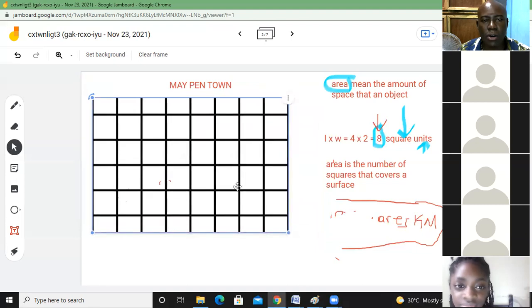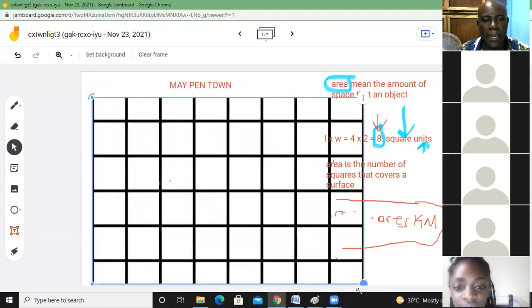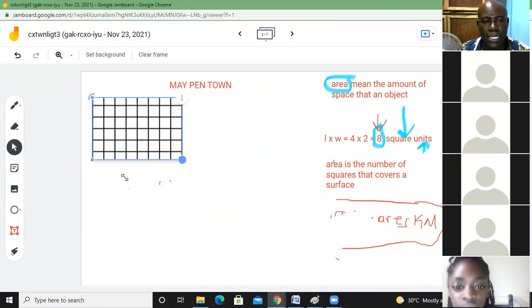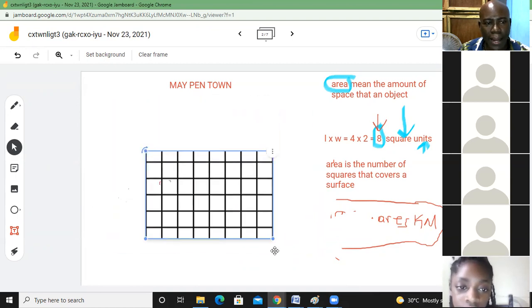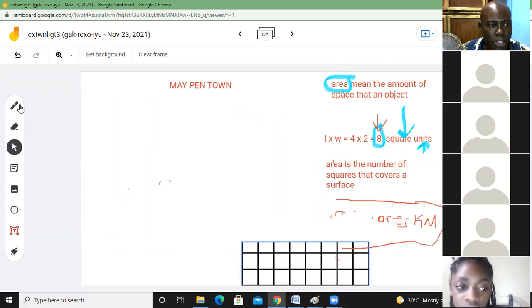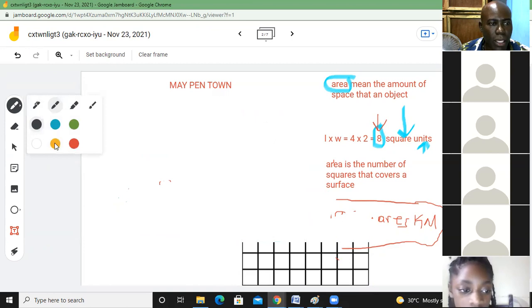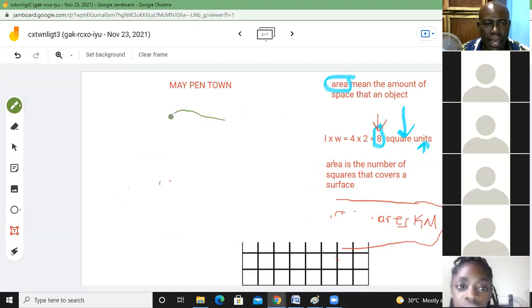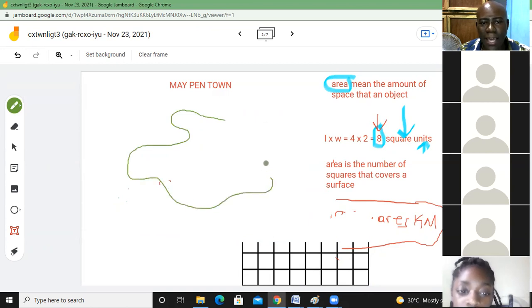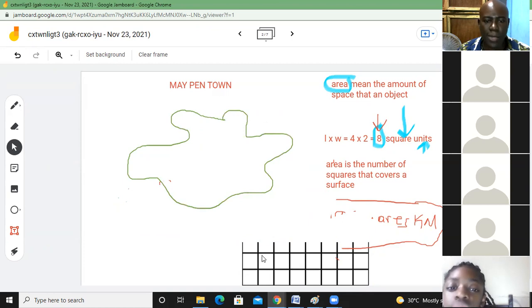All right, watch this. What we're saying is that the bigger the grid is, all right, let me draw something and show you what I'm saying. The bigger the grid is, the less accurate you are. That's what I want to say.